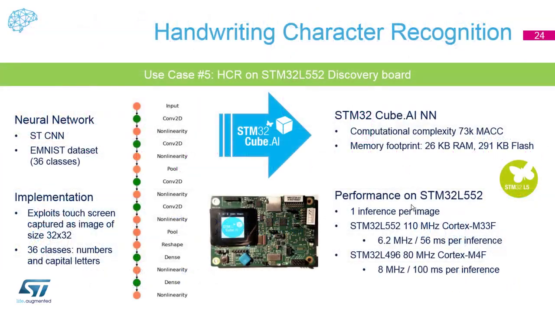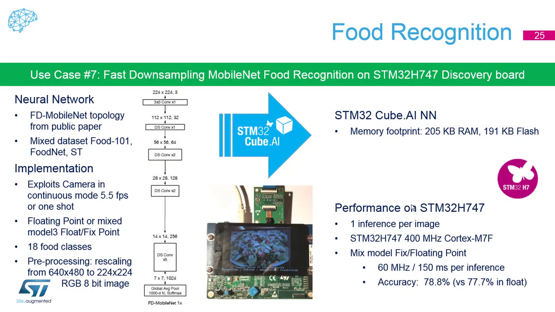Other demos we have include the handwriting character recognition. This one is shown outside, where you can just write with your finger on this LCD touchscreen uppercase letters or digits from 0 to 9. This one has a very small footprint of only 26 kilobytes of RAM, for example, but then we can see more resource-hungry applications, such as the food recognition.